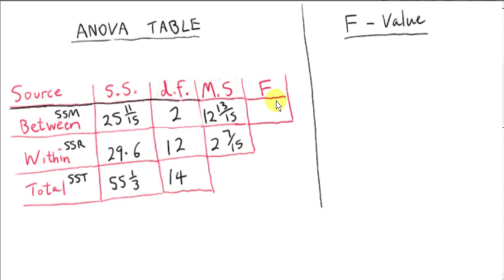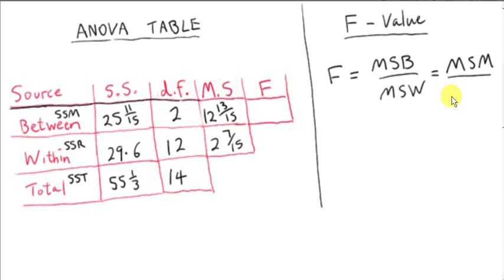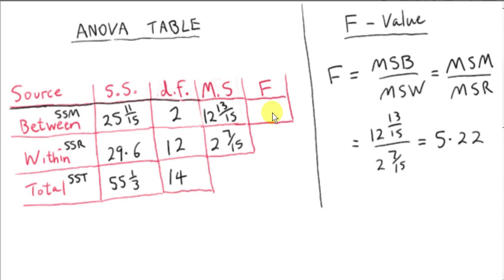Next we calculate what is called an F value for the groups. So that's mean sum of squares between divided by mean sum of squares within, or if you use the other notation, mean sum of squares model divided by mean sum of squares residual. The value that you will get is 5.22.